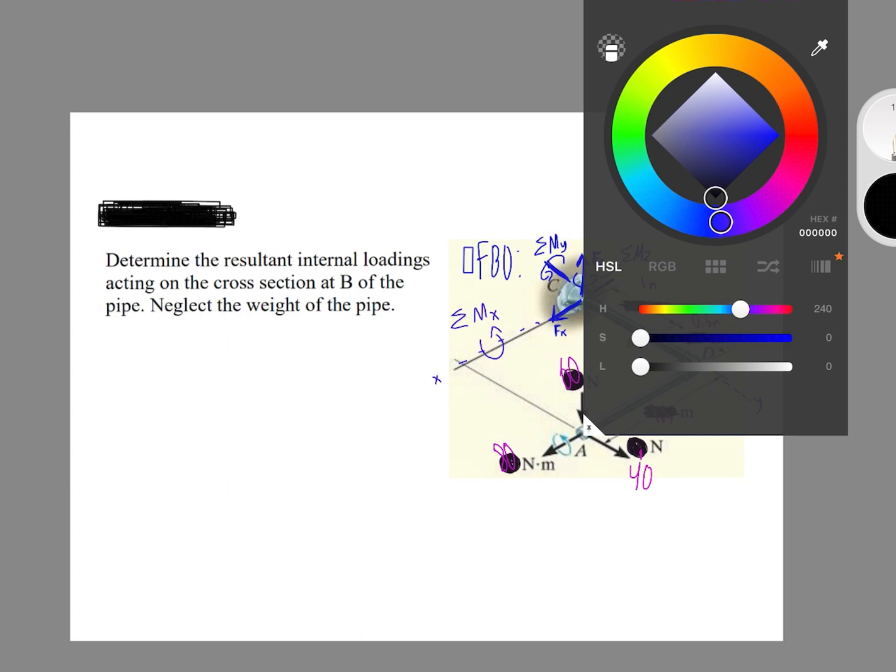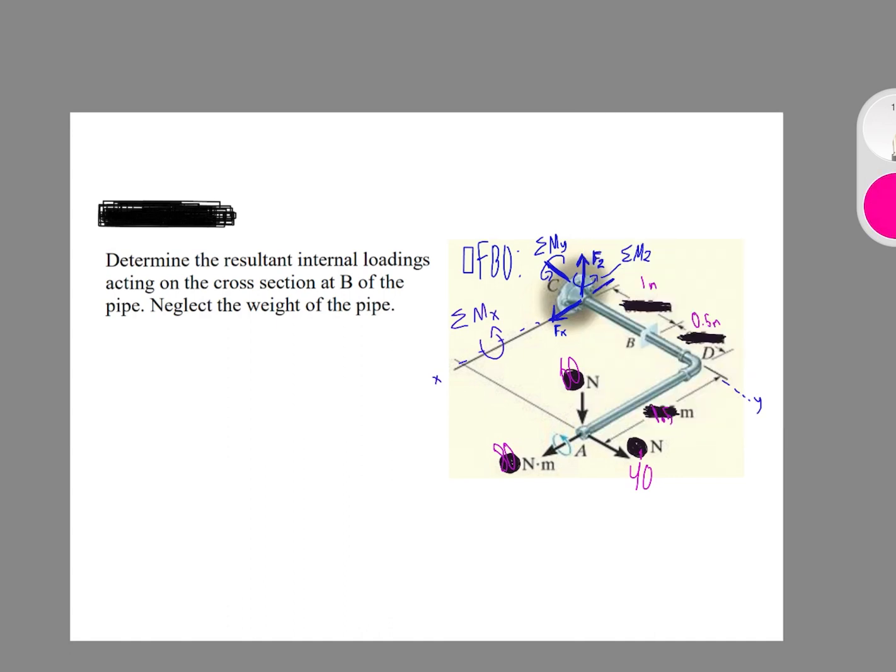Now that we know that, let's go ahead and draw two more pictures. We're going to need to take a cut, because we're trying to determine the resultant internal loadings acting on the cross section at B of the pipe. We're going to neglect the weight of the pipe. It's not really important, we're not even given it. So we're going to need to take a cut right here. I'm going to label cut.